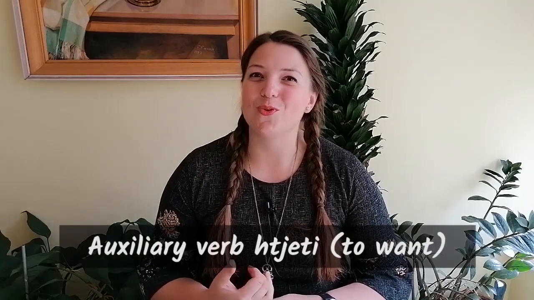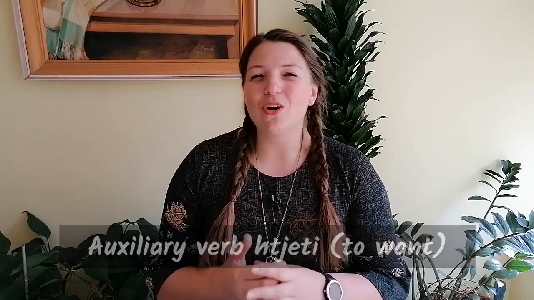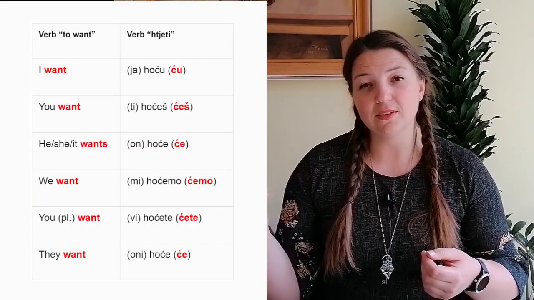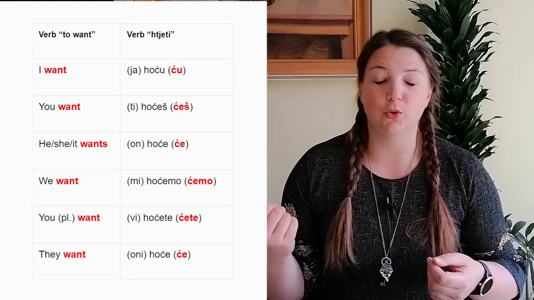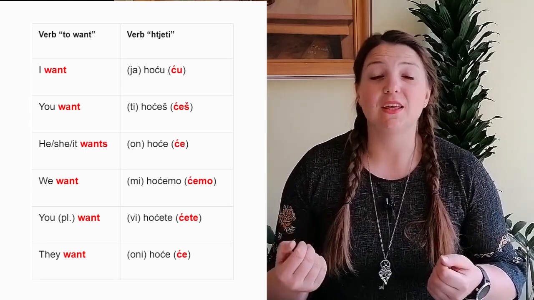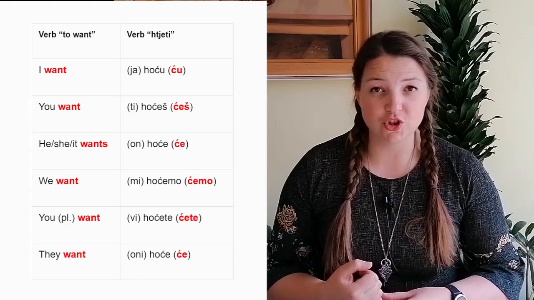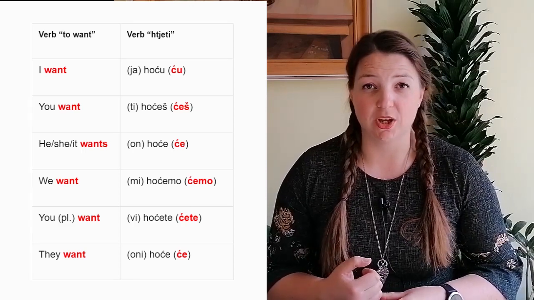Now the second part, the second building block, if you will, is the auxiliary verb. Now there are two auxiliary verbs in Croatian. One is biti, to be, and the second one, which we need for the future first, is htjeti, or to want. Now, as all auxiliary verbs go, you have the accented, the longer form, and the shorter form of the auxiliary verb. The longer form is ja hoću, ti hoćeš, on, ona, ono hoće, mi hoćemo, vi hoćete, oni hoće.